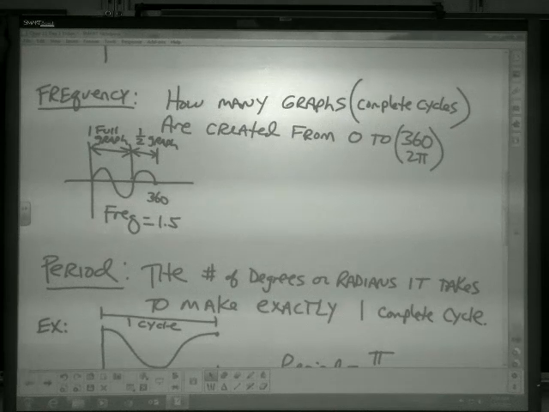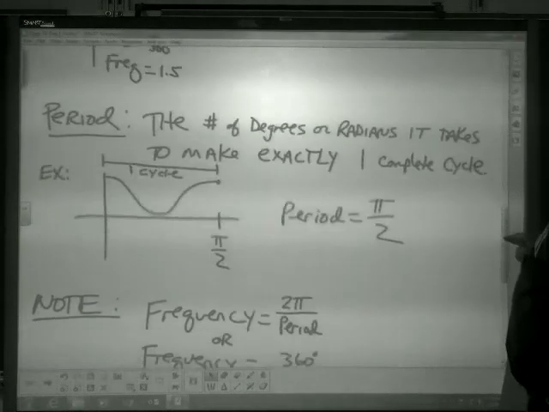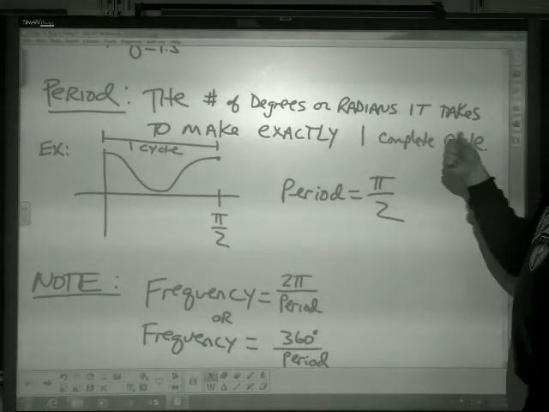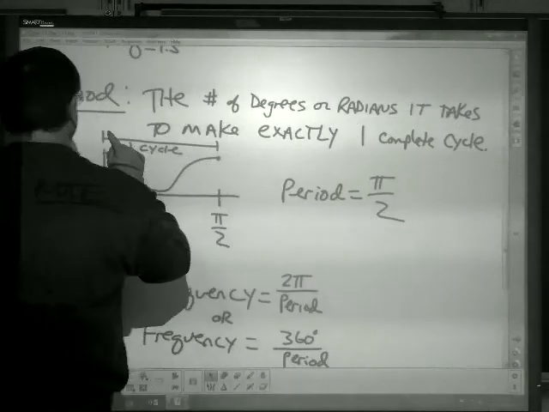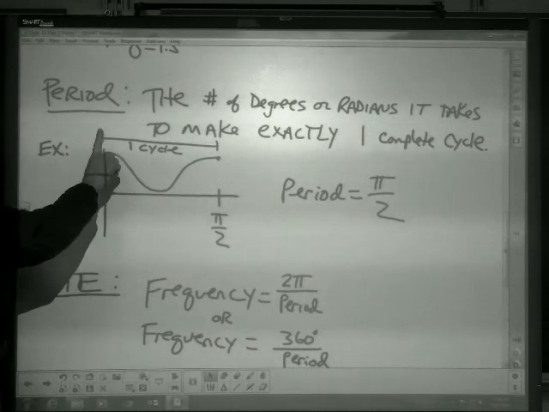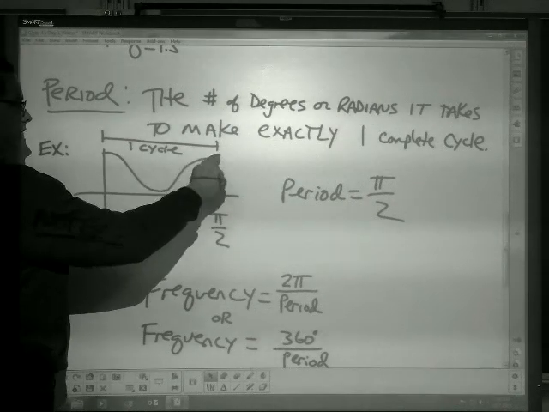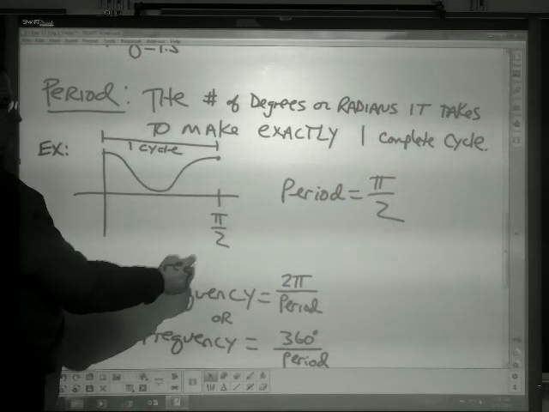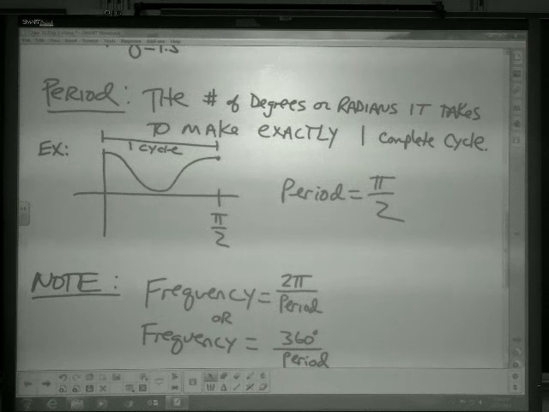Now, period. The period is the number of degrees or radians it takes to make exactly one complete cycle. So how long it takes for a complete cycle is called the period. Here's a graph that I drew. It started at maximum, dropped down, came back up, and ended at maximum. The period would be how long it takes to go from the beginning to the end of one complete cycle. For the graph that I drew, it took all the way to pi over 2, measuring in radians. So the period for this graph would be pi over 2.